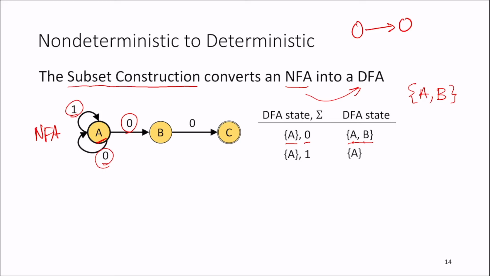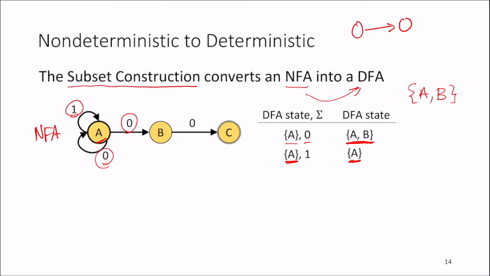Now we know for this set of states, which in this case contains just one element A, on an input symbol 0, I end up in this set of states AB, and on 1, I end up back in itself, essentially.